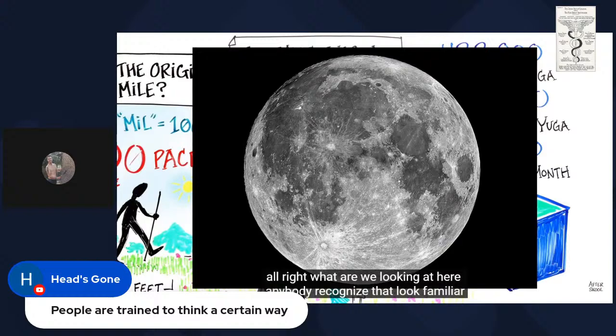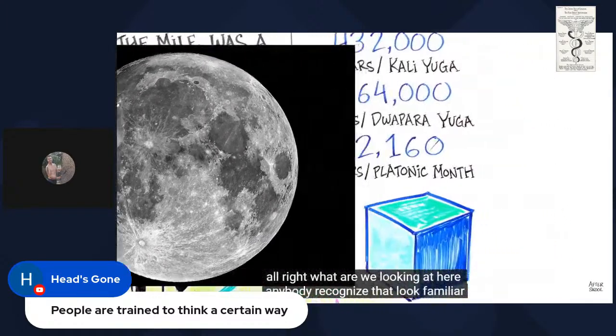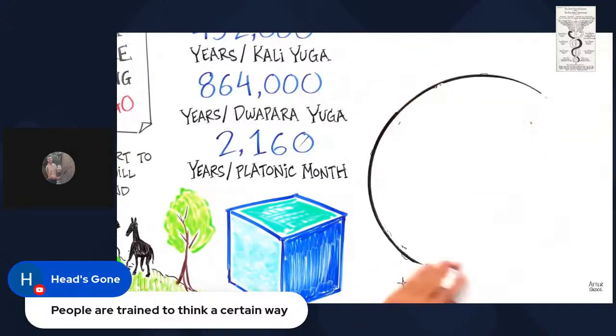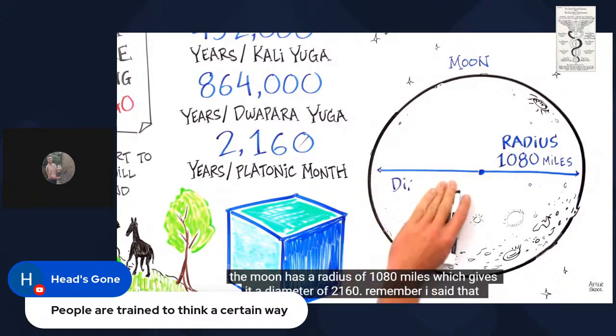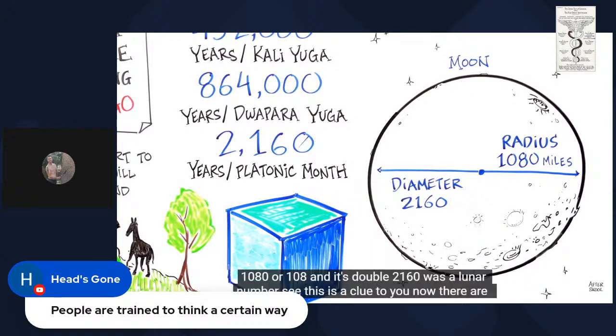All right, what are we looking at here? Anybody recognize that? Look familiar? The moon has a radius of 1,080 miles, which gives it a diameter of 2,160. Remember I said that 1,080 or 108, and its double, 2,160, was a lunar number. See, this is a clue to you now.